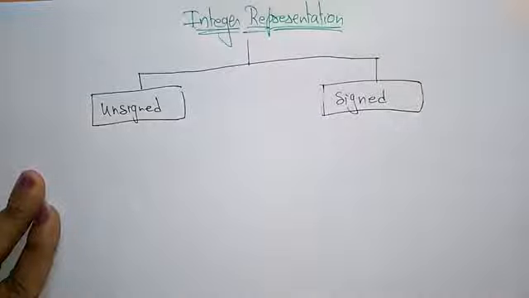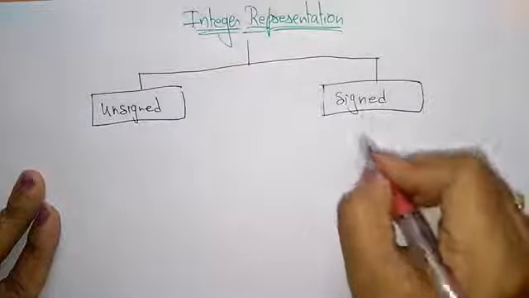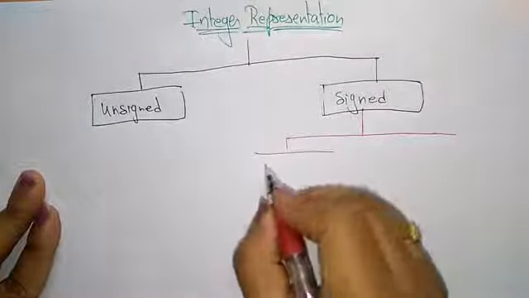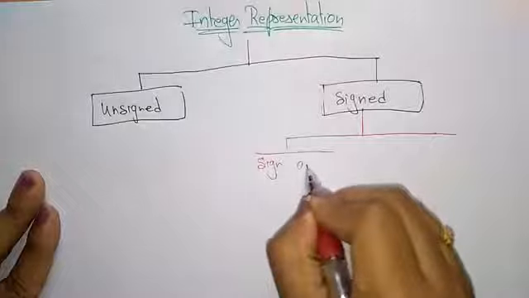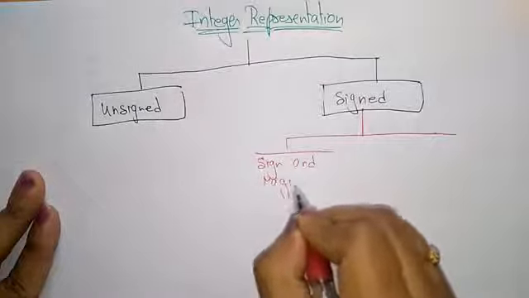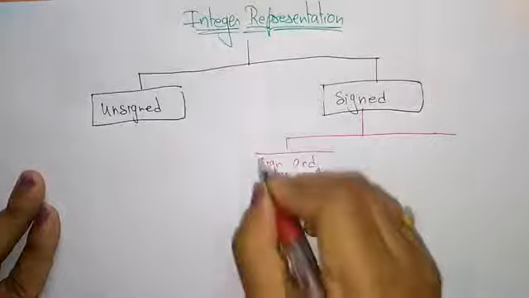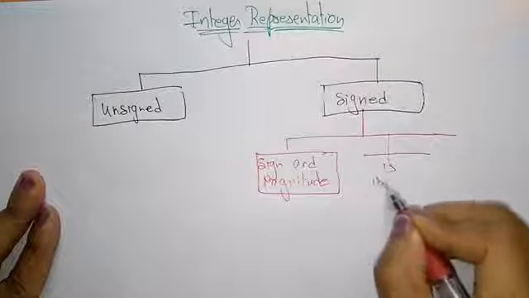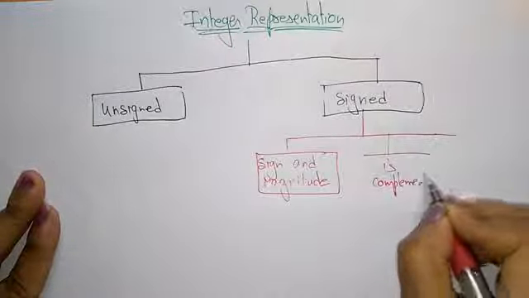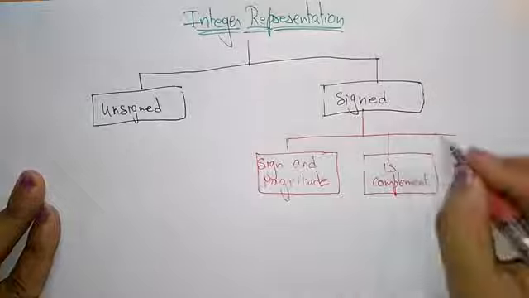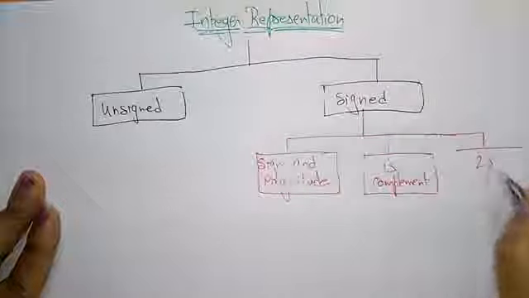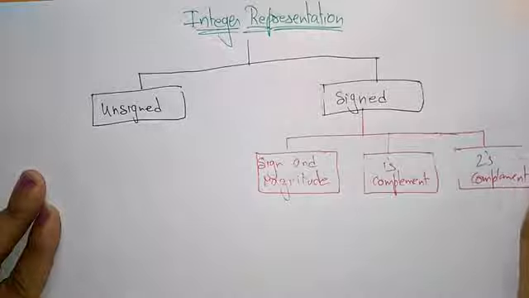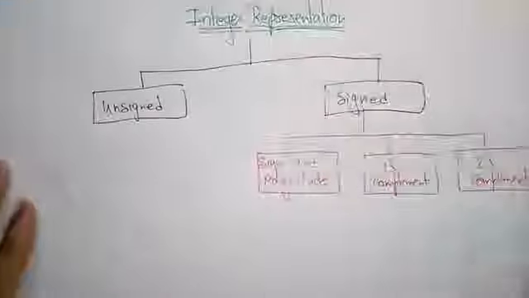The signed integer is of three types. The signed integer can be represented in the form of sign and magnitude, or by using 1's complement, or by using 2's complement. So these are the different types of integer representation.